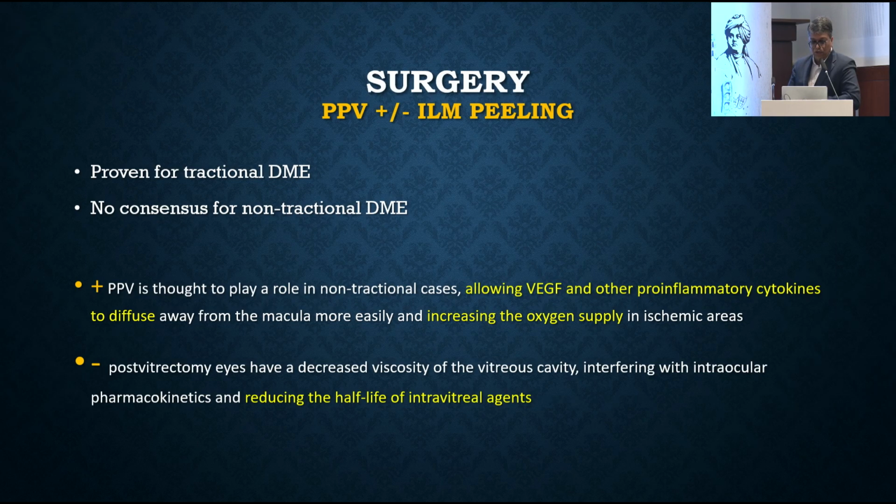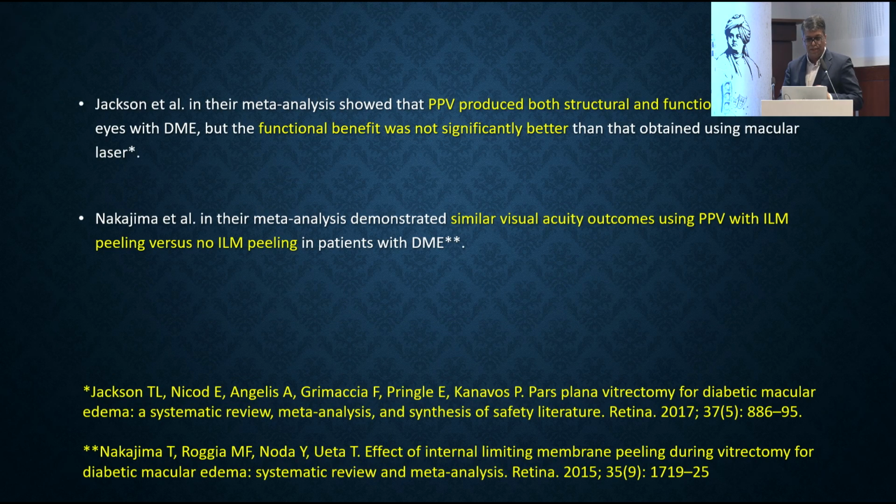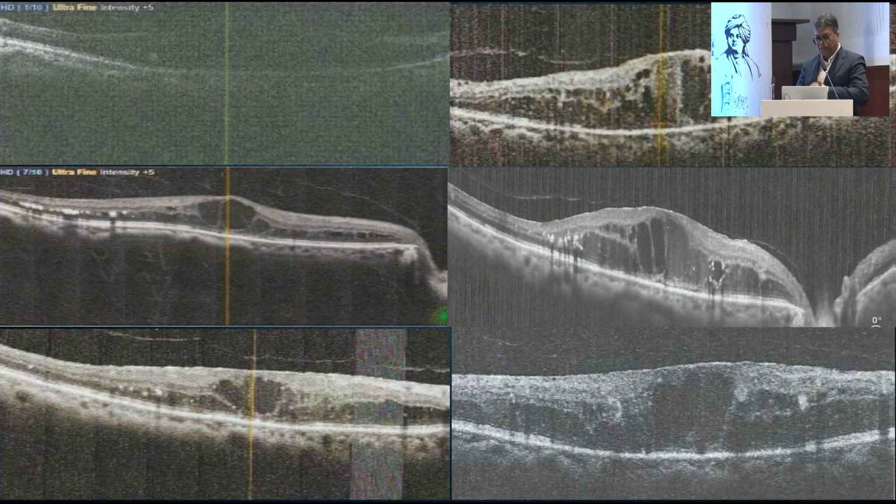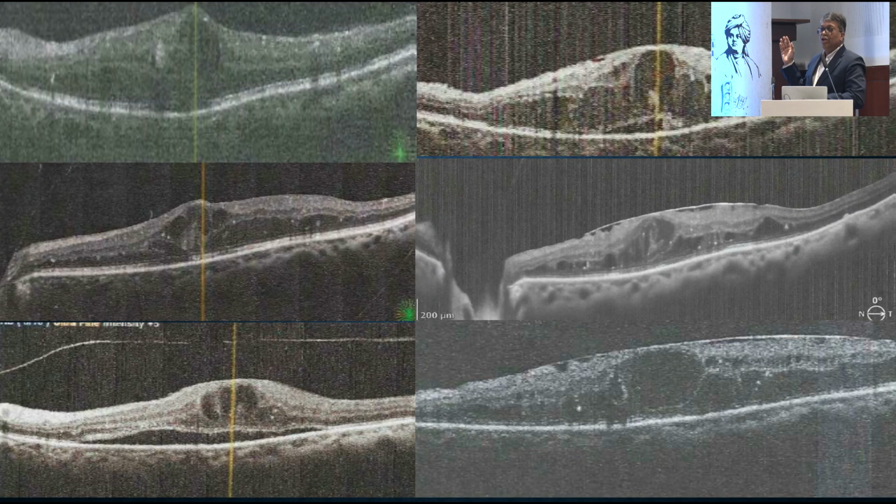PPV allows VEGF and pro-inflammatory cytokines to diffuse, but on the negative side, it reduces the half-life of intravitreal agents. So I skip this and come to this picture. What we proclaim, and what later studies are proclaiming, is that rather than giving many anti-VEGFs and steroids and landing up in this case and then thinking about surgery, same in this eye and the other eye, we should think about the surgery early in the course.